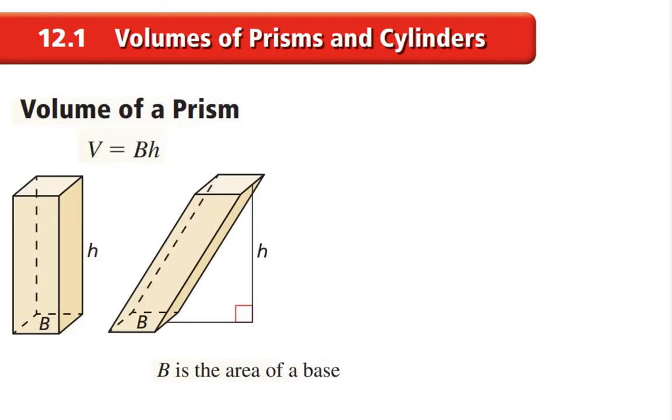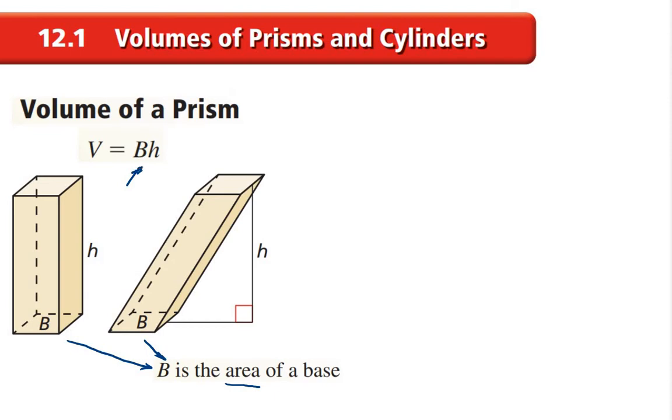So the volume of a prism is pretty easy to find. You have to find B times H, where B stands for the area of the base. This is important, that B is the area of the base. And this gets confusing, so notice that we're using a capital letter here.